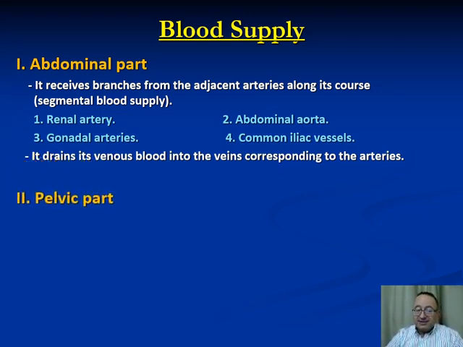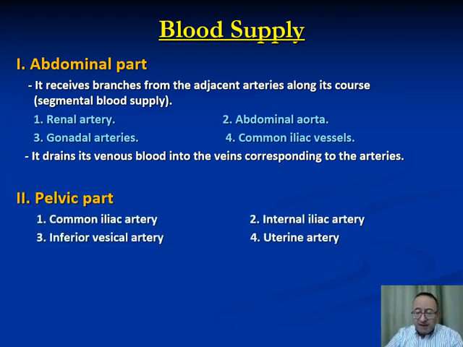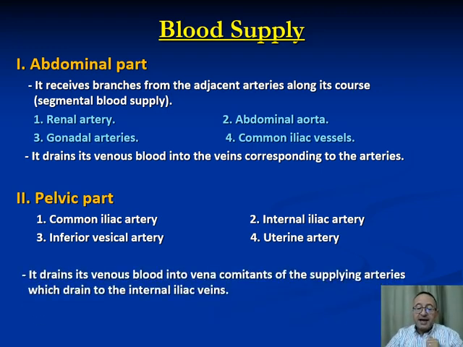What about the pelvic part? I have to think. What are the arteries present in the pelvis? Yes, we have the common iliac artery, internal iliac artery, inferior vesical artery, and uterine artery, and they drain the venous blood into venae comitantes accompanying the supplying arteries.